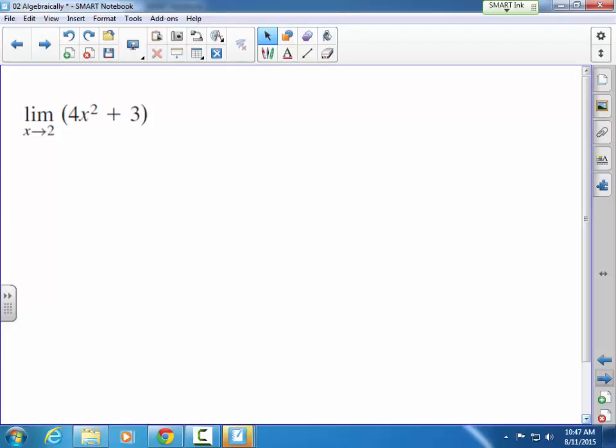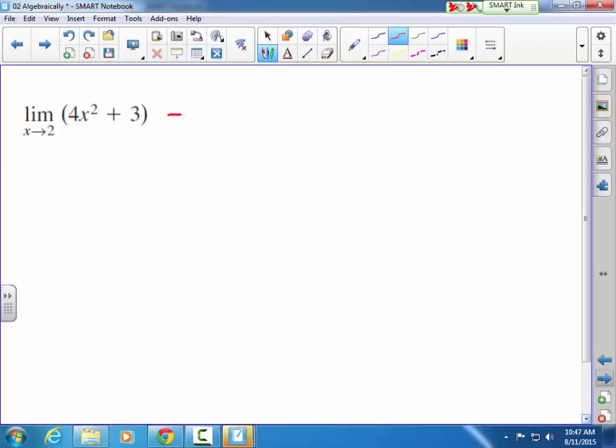Now, it's important that you get in the habit of using good terminology with this, and that you get in the habit of writing down things that are correct mathematically. You are evaluating the limit now. What are you going to do first? Plug in the number.